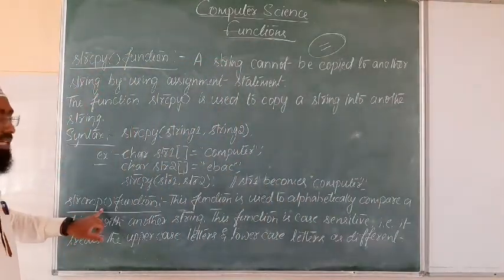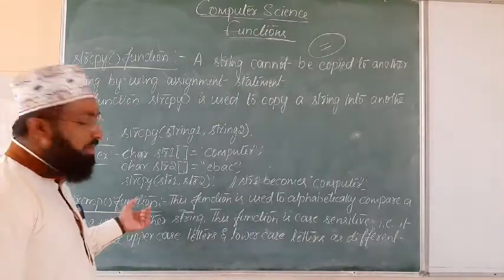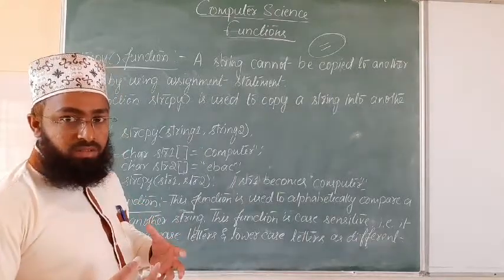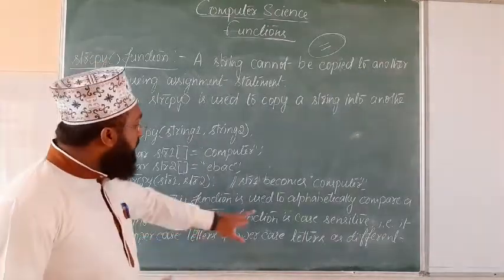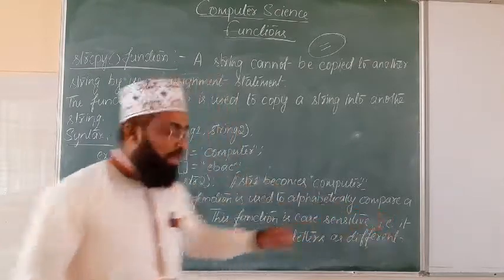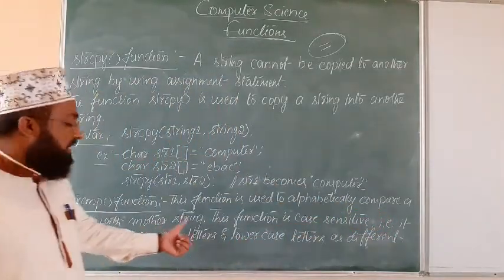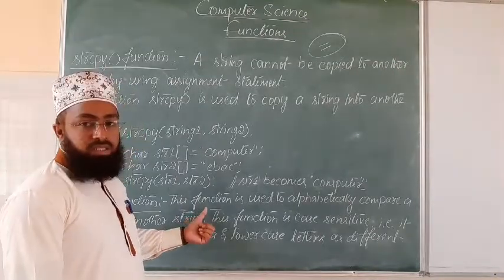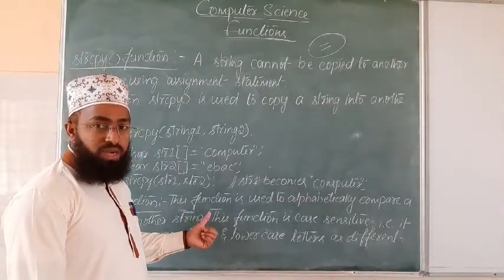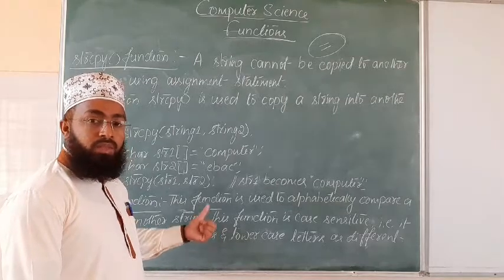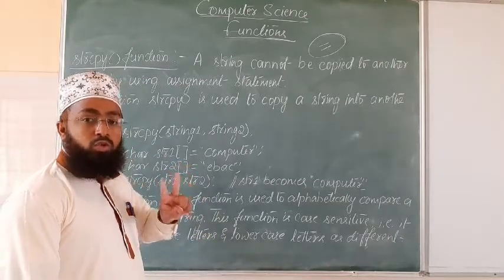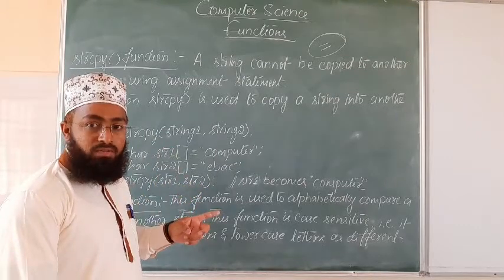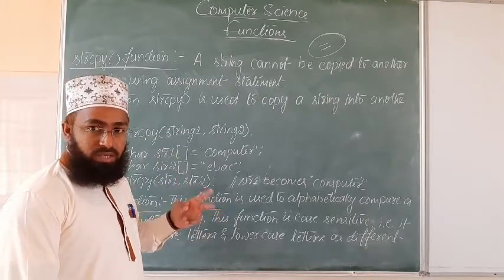Now comes the strcmp function. strcmp means string comparison. This function is used to alphabetically compare a string with another string. This means it will compare the letters, the alphabets present in the two strings, to see whether they are the same alphabets or different alphabets.